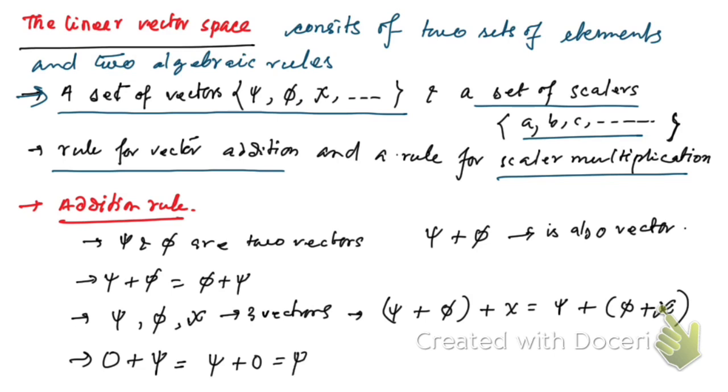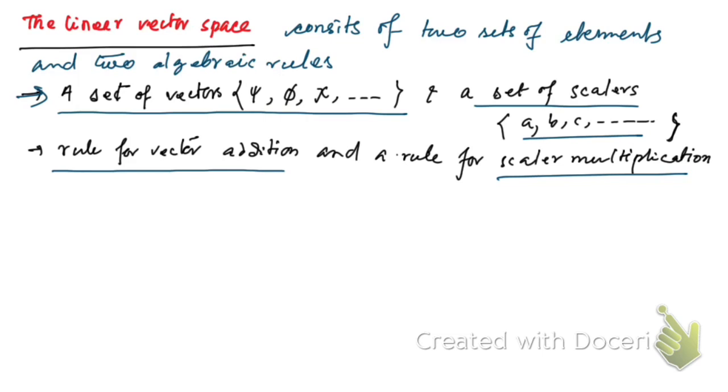There must also be an inverse vector, that is, if we have psi, there must exist minus psi whose sum with psi is 0. So these are the rules of addition. Now let's go to the rules of multiplication that we should know. Let me clean this addition rule. Now, multiplication rule.